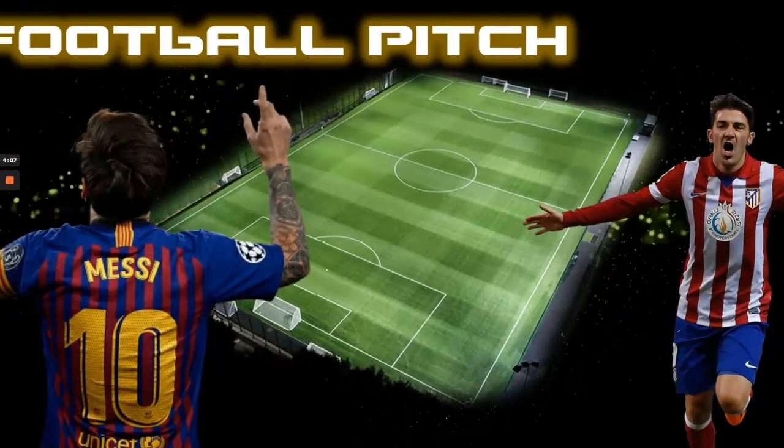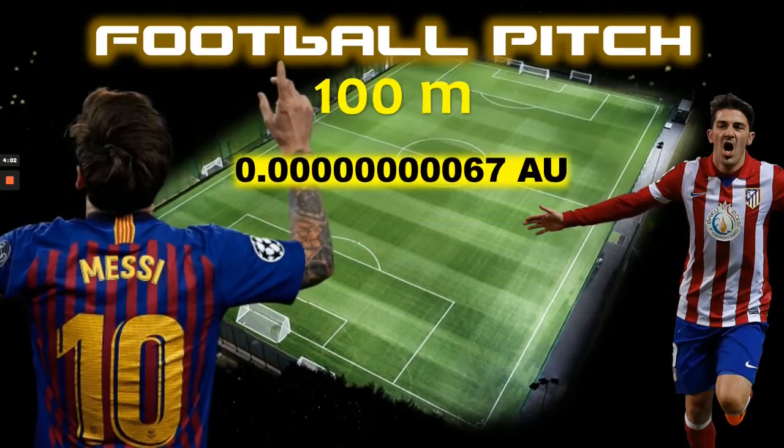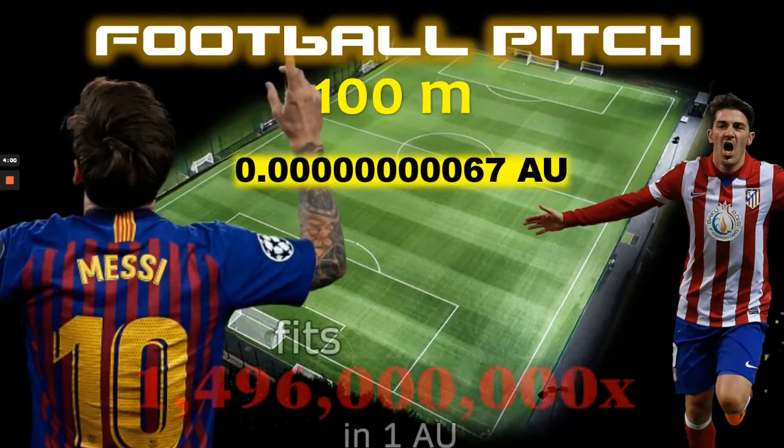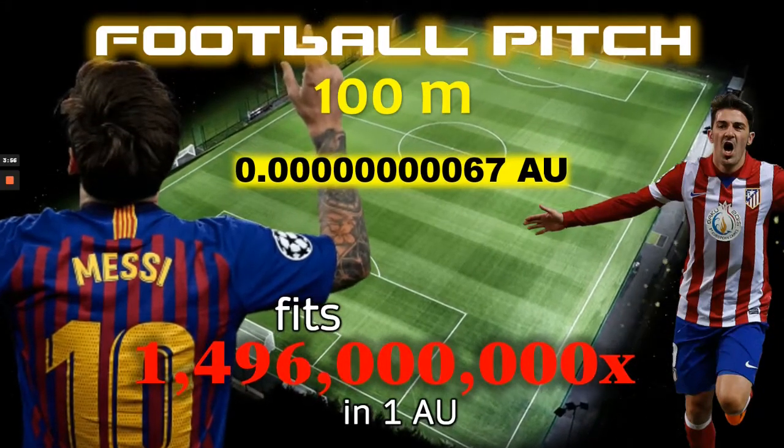How about Messi maybe, or David Villa in a football pitch of 100 metres length? Well, we've removed at least one decimal point now, and that does fit around 1.5 billion times in an astronomical unit.